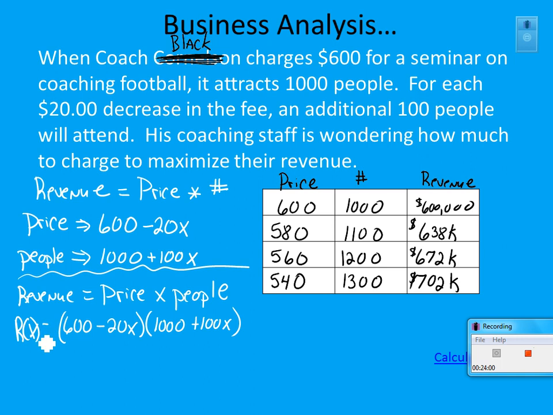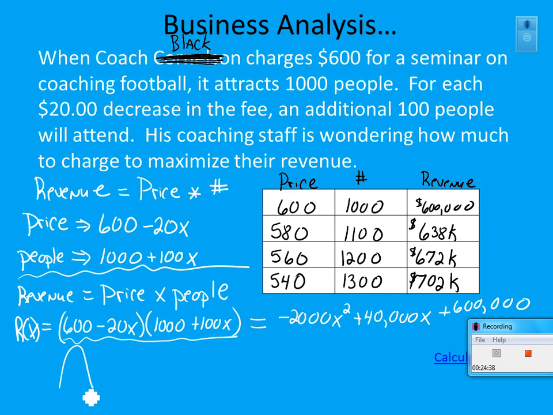Here's what we get to do with this. We get to FOIL all of this out. And when I FOILed all of that out, guys, I got negative 2,000x squared plus 40,000x plus 600,000. Now you got to think about what we're trying to do. We're trying to maximize this revenue. If you think about this, this is a parabola opening down.